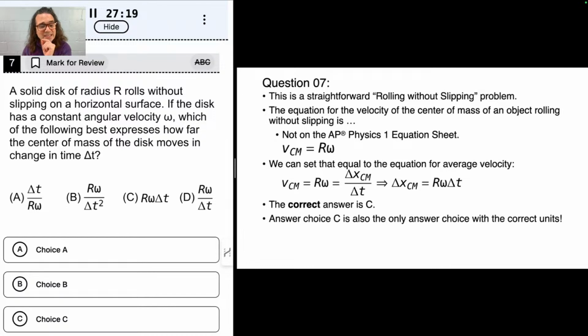Now, it is interesting to point out that, and this happens sometimes, answer choice C is the only answer choice with the correct units. So sometimes, no, Hulk, it is not on the equation sheet. Trust me. So answer choice C is the only one with the correct units. So sometimes this does happen. So be aware if you are struggling on a problem for whatever reason, you can look at the units of the answer choices and sometimes figure it out that way.